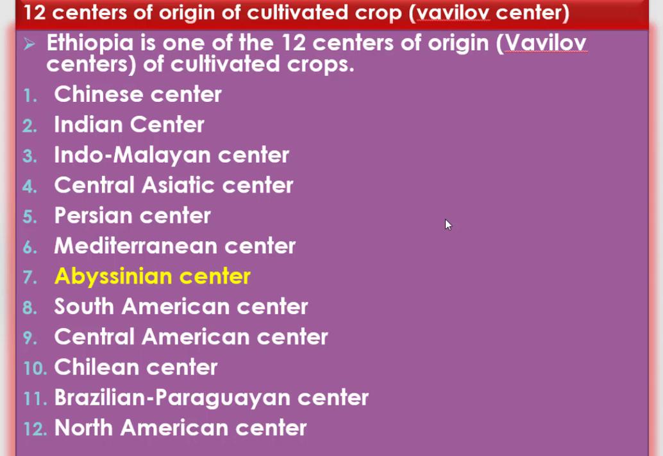First, let us see the 12 centers of origin of cultivated crops, or Vavilov centers. China Center, Indian Center, Indo-Malayan Center, Central Asiatic Center, Persian Center, Mediterranean Center, Abyssinian Center, South American Center, Central American Center, Chilean Center, Brazilian Paraguayan Center, and North American Center.